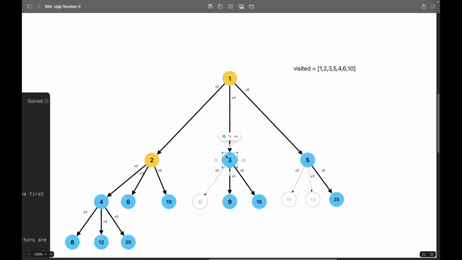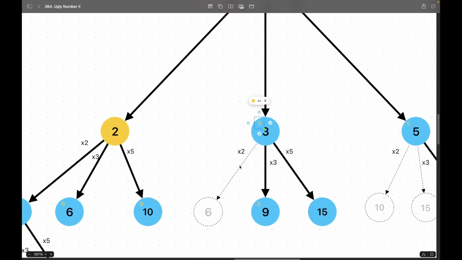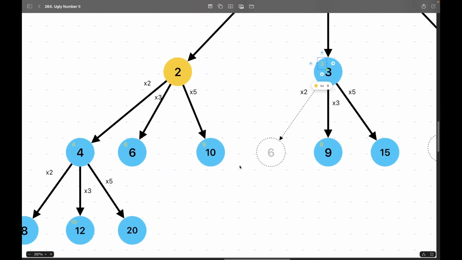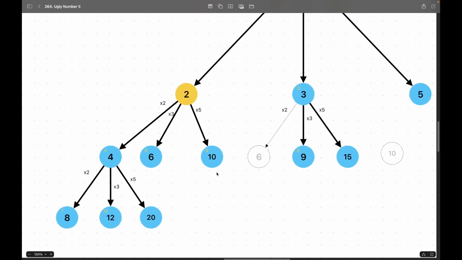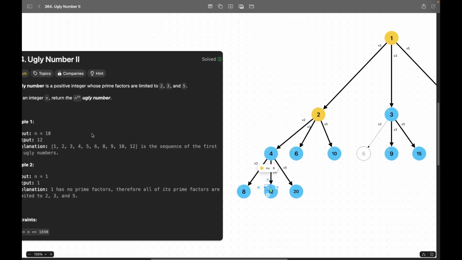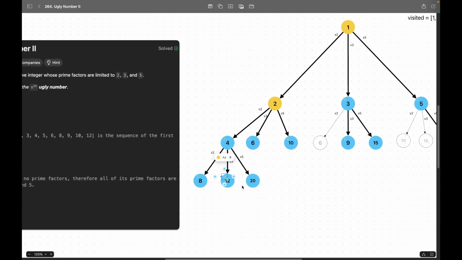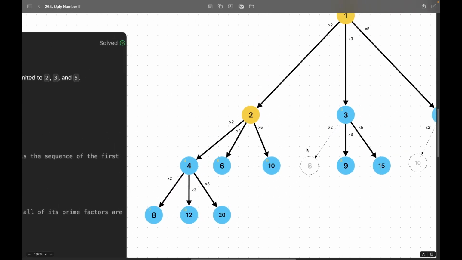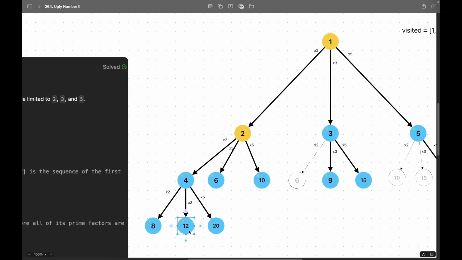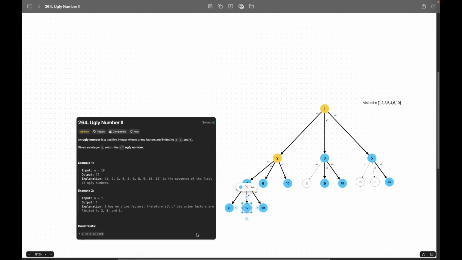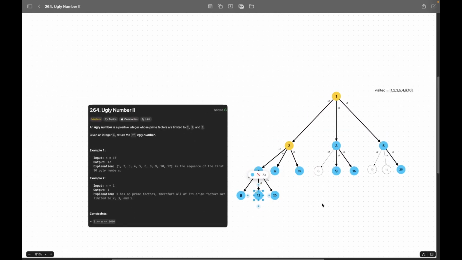Similarly, if we keep on applying this algorithm, we'll get to a point where the number we popped is the nth number. So n is 10 here, I guess. Yeah, n is 10 here. And when we are popping 12, we'll know that it's the 10th number, since each time we pop, we increment the count. Then we can say that this is our nth ugly number and we can return it. So let's code this solution.